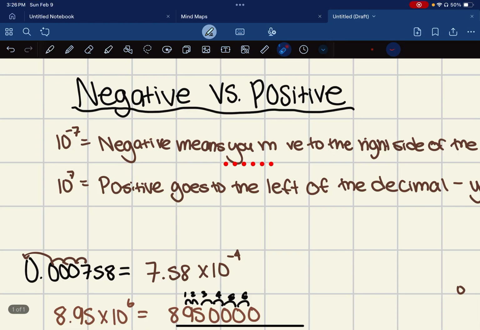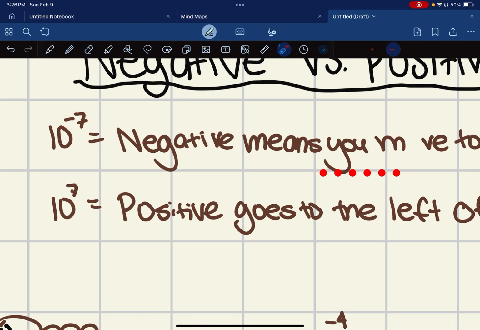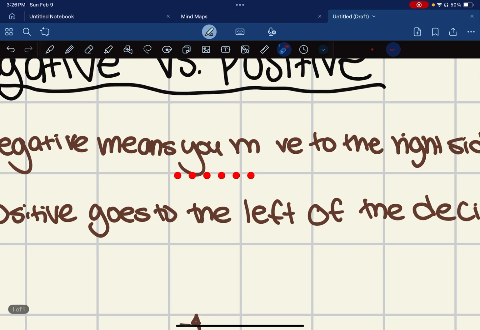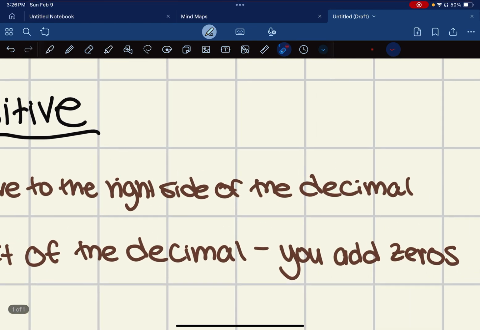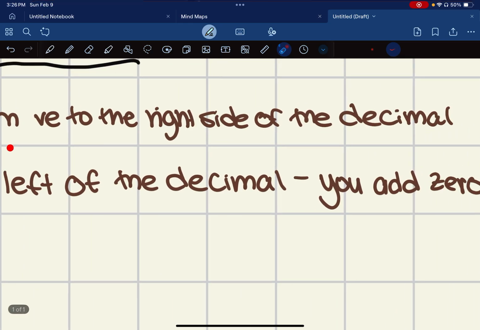So let's talk about negative versus positive. 10 to the negative seventh power. You always want to focus on whether it's negative or positive and then what the power is. Negative means moving to the right side of the decimal, which I'll show you in a minute, and positive means going to the left side of the decimal.